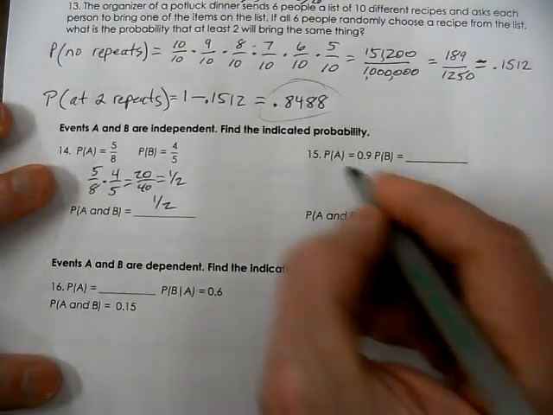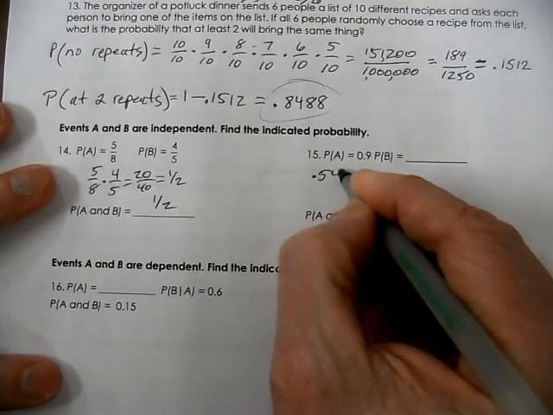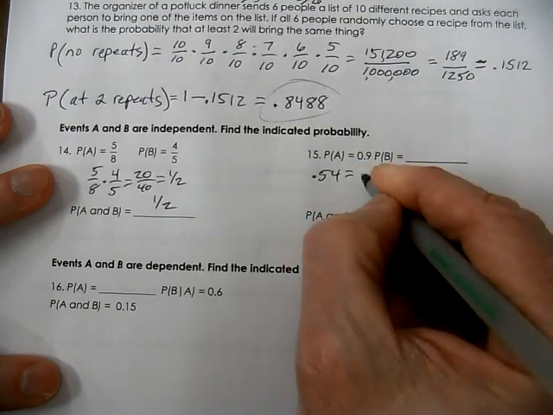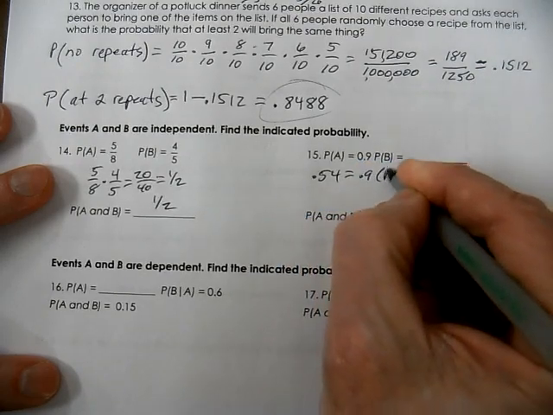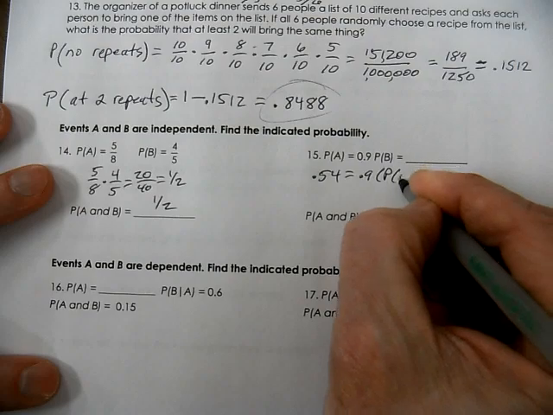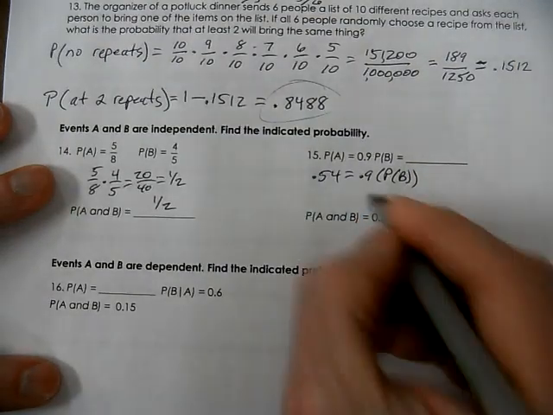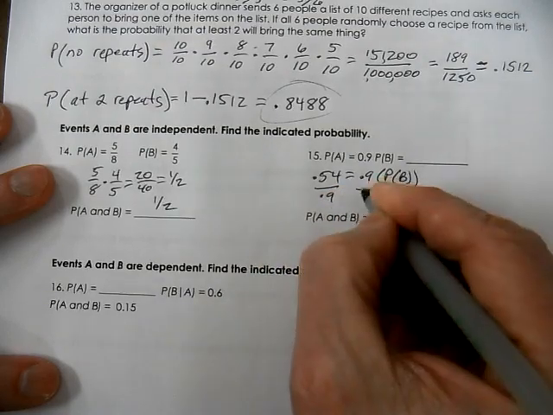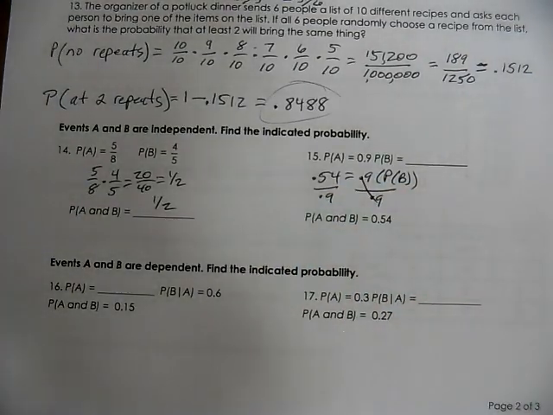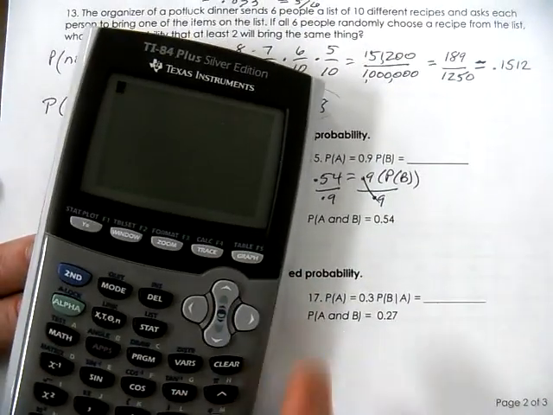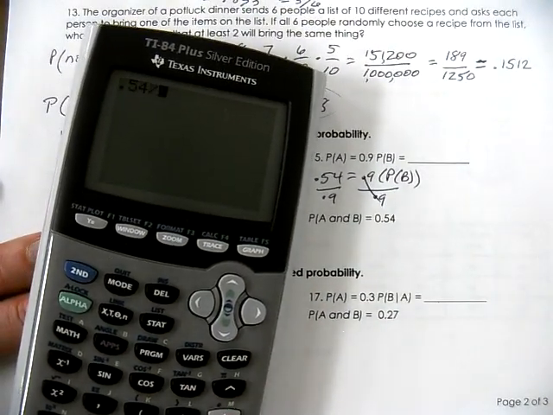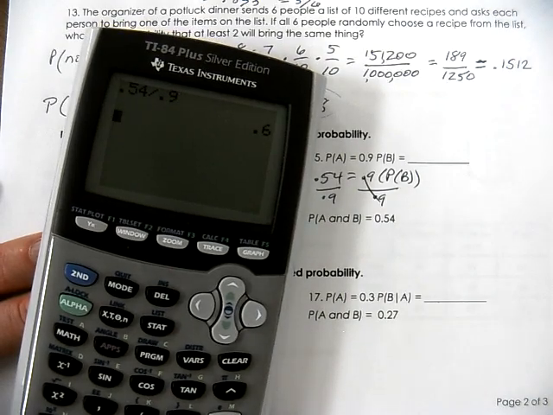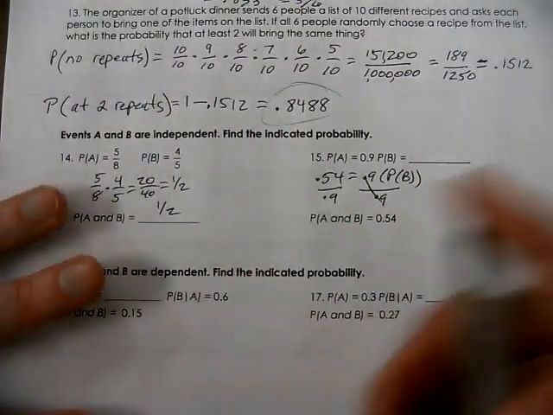Here we know that the product is going to be 0.9 times the probability of B. So we divide, and we know that 9 goes into 54 6 times. So that's going to give us 0.6.